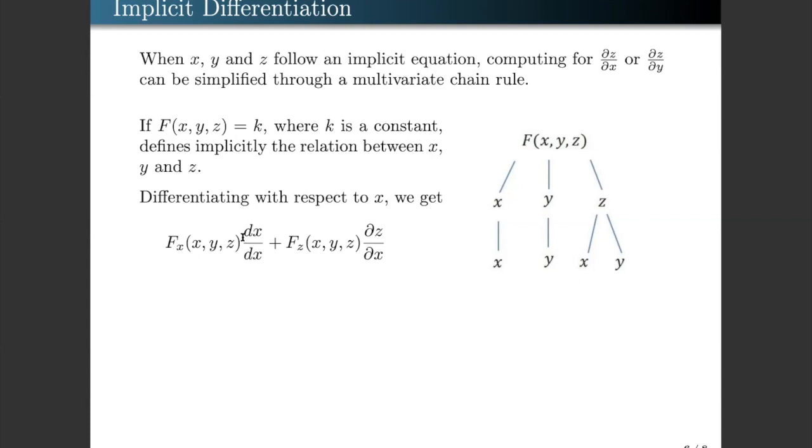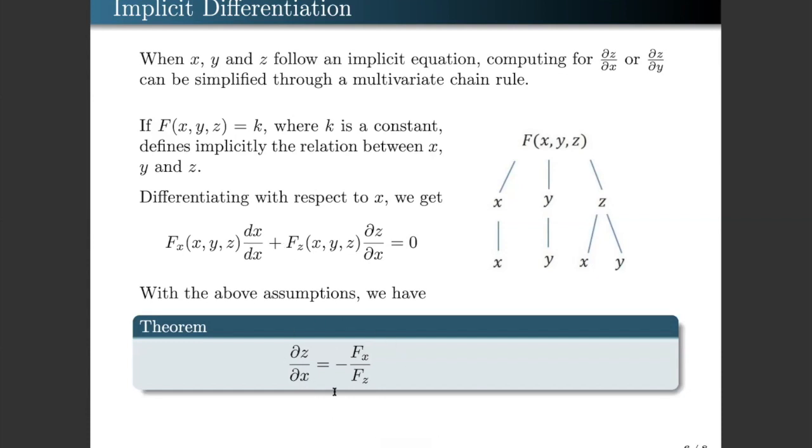Right. Again, this is just equal to 1. So when we isolate, and again, since this is a constant, the derivative of that with respect to x is 0. So our objective now is to solve for this expression, the partial of z with respect to x. So this is 1. You just transpose this, divide it by this, and we get this expression here. The partial of z with respect to x is equal to the negative of the partial of capital F with respect to x divided by the partial of capital F with respect to z.